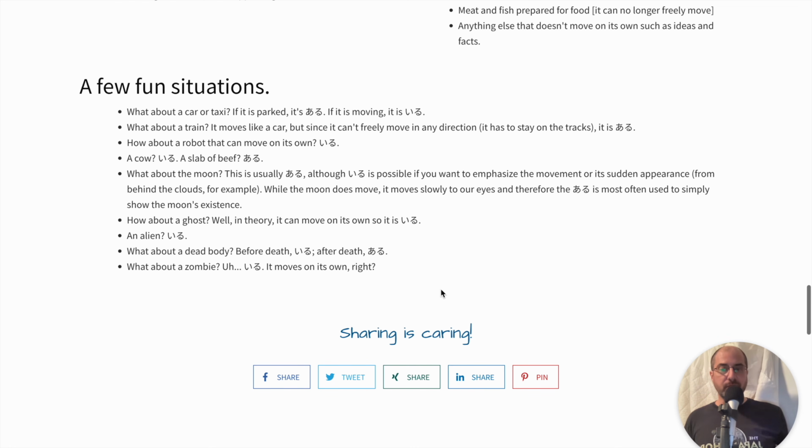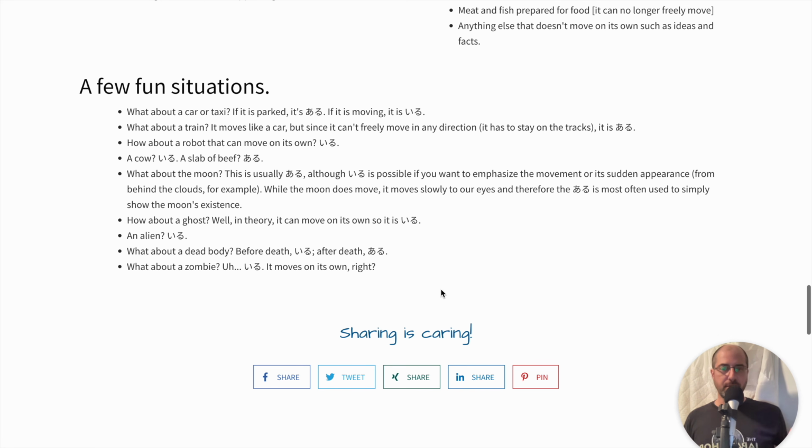What about the moon? Well, it's usually aru, but it's possible it could be used differently. Some people might say iru, although Yumi said that she doesn't think she would ever say that. So it's really up to the person. But because the moon does move, some people might say iru. Although I think because it's kind of like a train where it's on a track, it's probably most likely going to be aru.